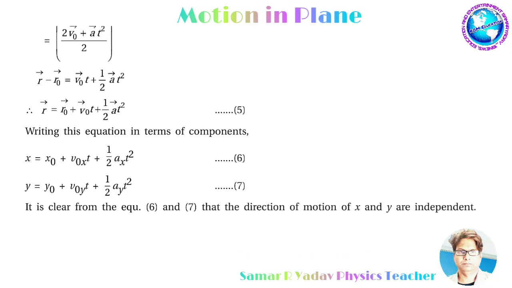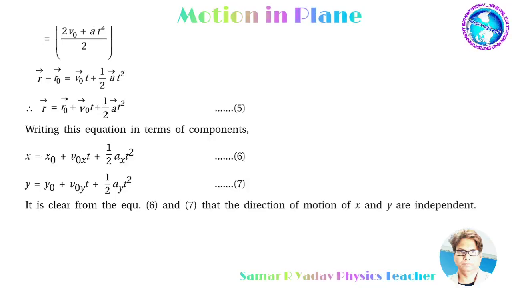Equation 5. Writing this equation in terms of components, x is equal to x0 plus v0x t plus 1/2 ax t square. Equation number 6. Similarly, y is equal to y0 plus v0y t plus 1/2 ay t square. Equation 7. It is clear from equations 6 and 7 that the motions along the x and y directions are independent.